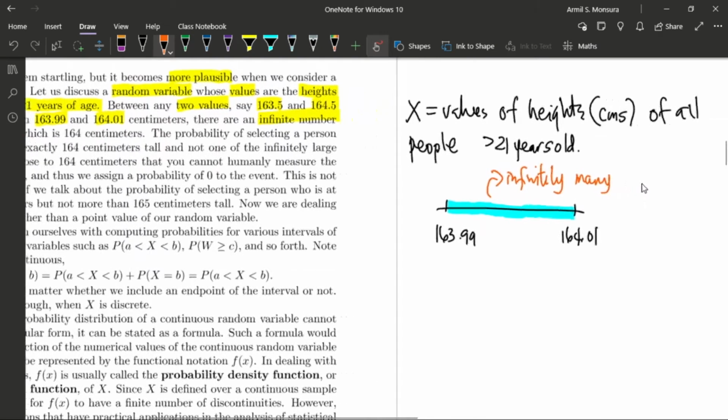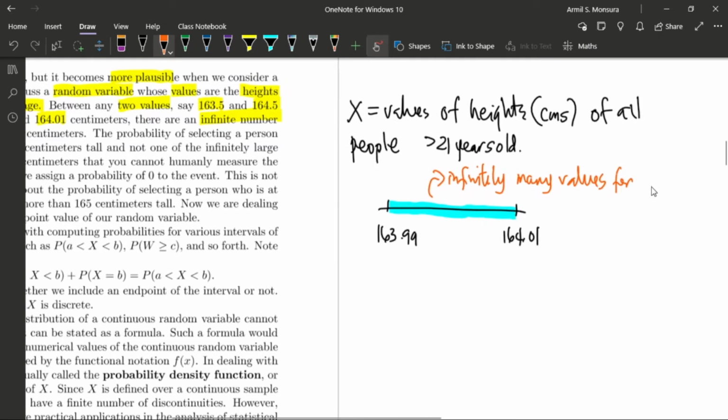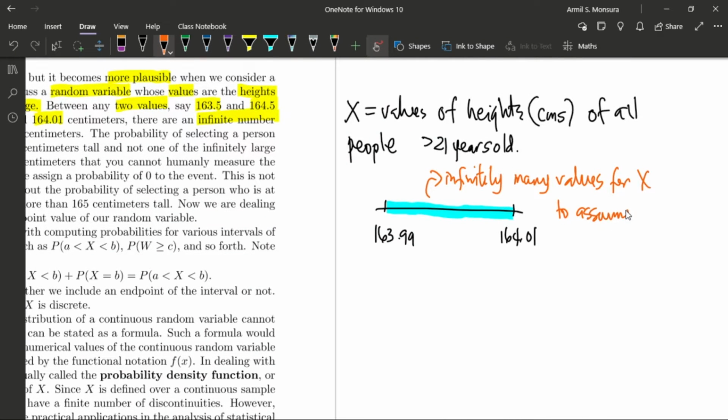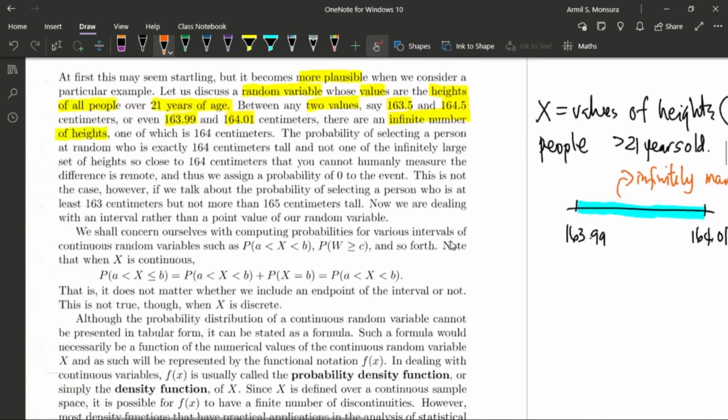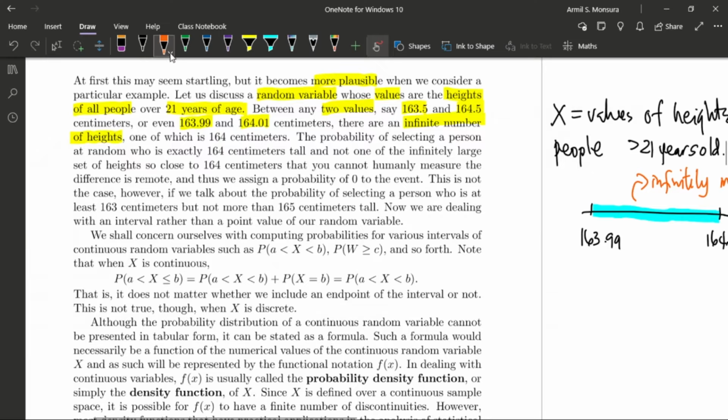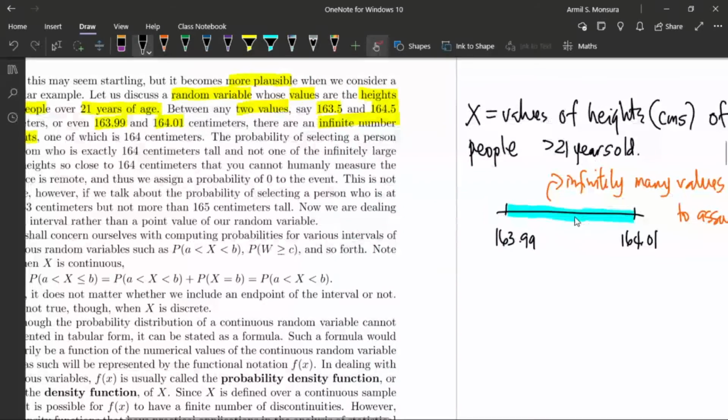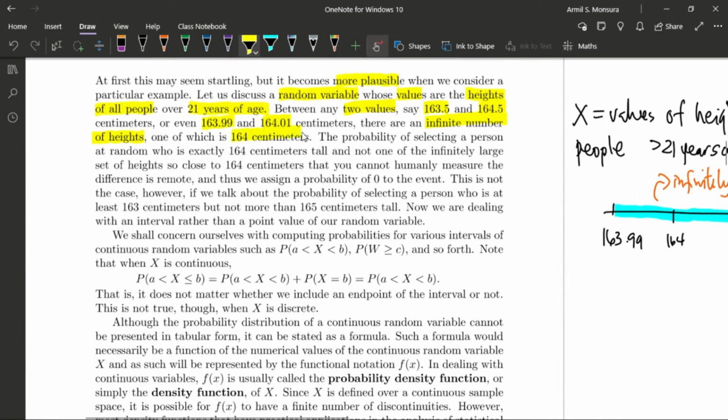Many values for X to assume here. Okay. Now, one of which is 164. So isa dun sa mga infinitely many values na yun would be the height 164 centimeters. Okay. Now, the probability of selecting a person at random who is exactly 164 centimeters tall, and not one of the infinitely large set of heights so close to 164 centimeters that you cannot humanly measure, is very remote.